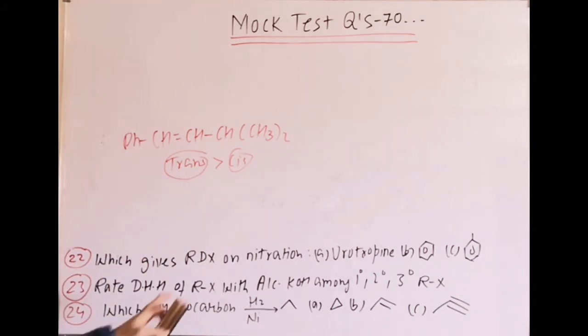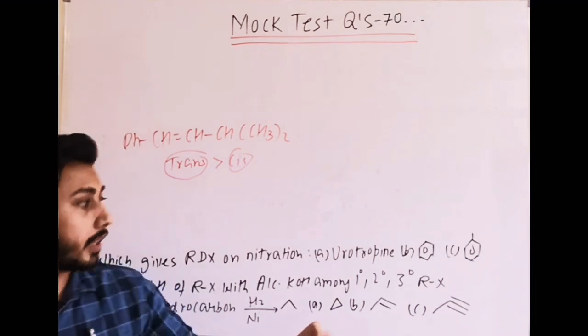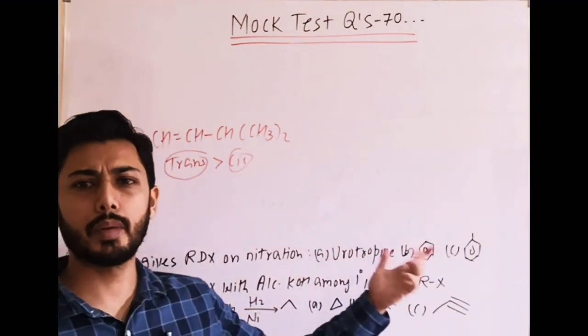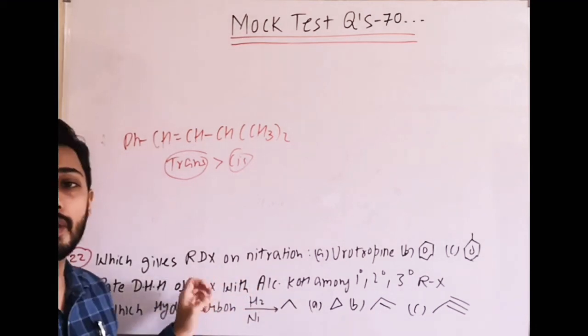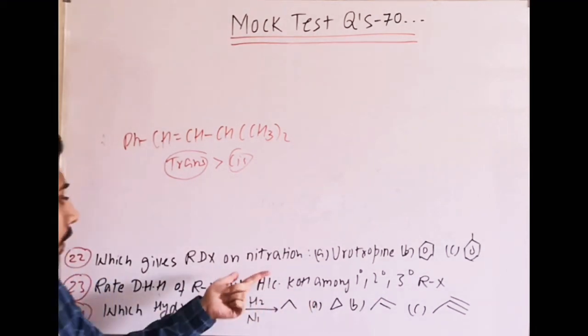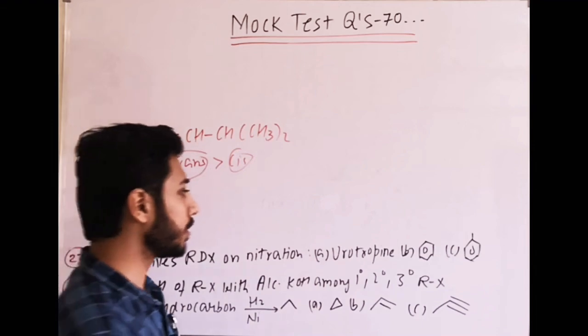Next question is which gives RDX on nitration. Now this is standard. It is not an important reaction, but the compound we have covered, that's why remember this information. RDX is the Research and Development Explosive. We use it as an explosive. On nitration, urotropine is directly the answer.